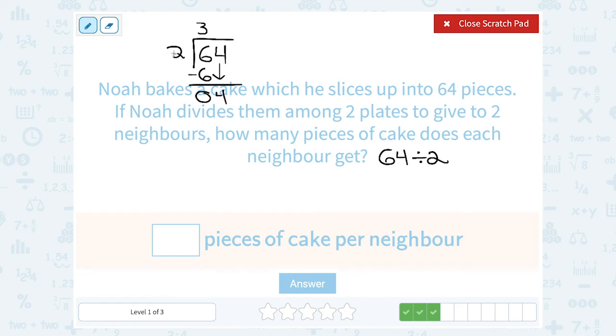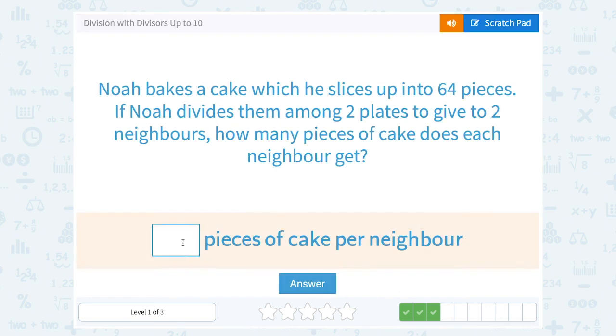Then you can think, how many times does 2 go into 4? 2 goes into 4 2 times, right? 2 times 2 is exactly 4, so we have nothing left over. So whether you said half of 64 or whether you set it up as a long division problem, either way, 64 divided by 2 is 32, or there's 32 pieces of cake per neighbor.